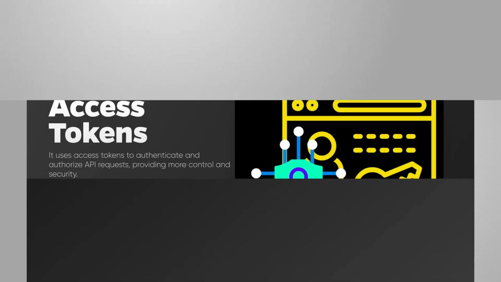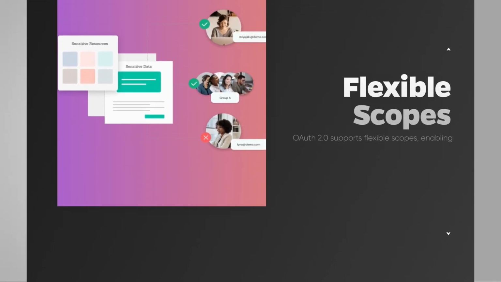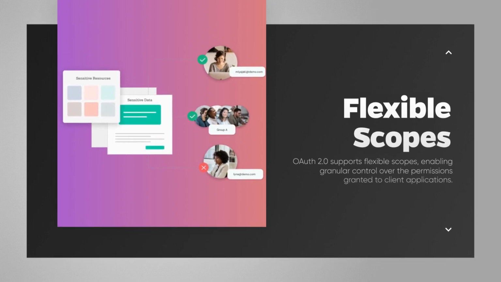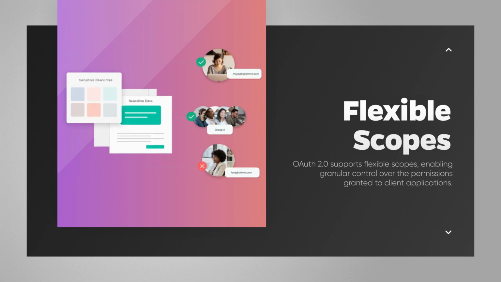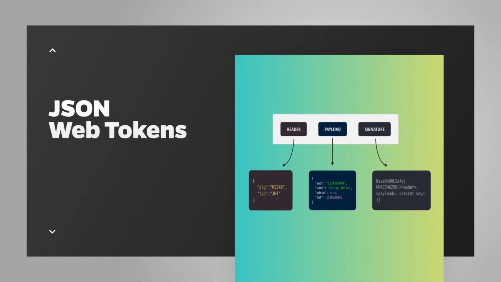OAuth 2.0 supports flexible scopes, enabling granular control over the permissions granted to client applications. By defining scopes, OAuth 2.0 allows users to specify exactly what data and actions an application can access, enhancing privacy and minimizing potential misuse of user data. Let's delve into JWTs and see what makes them better than other authentication methods.